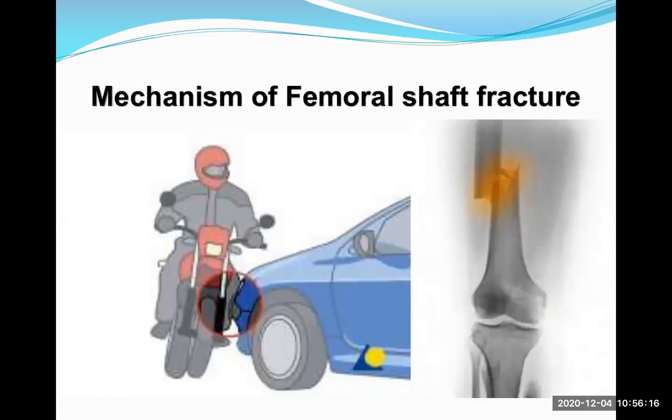This is the mechanism of femoral shaft fracture, a very serious type of injury. You can see a collision. This bike has collided with the car there. There is a high chance of fracture like this.